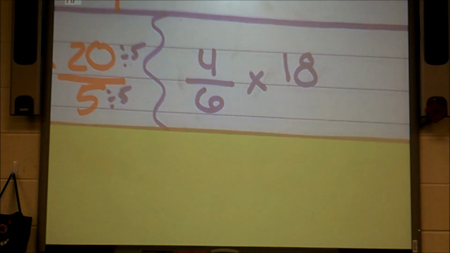Now, boys and girls, I'd like you to try this last problem on your own. 4/6 times 18. And I want you to tackle it the same way that we've tackled the previous problems. Draw your picture, count, color, and then count. And then if you'd like, you can double check yourself using the standard algorithm, multiplying numerator times numerator, denominator times denominator, and simplifying.